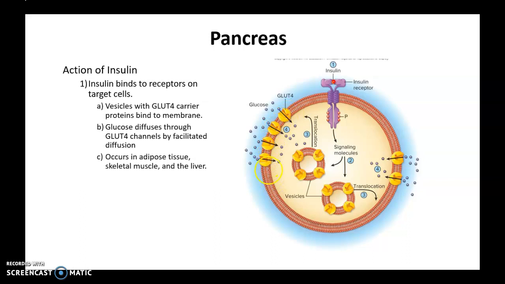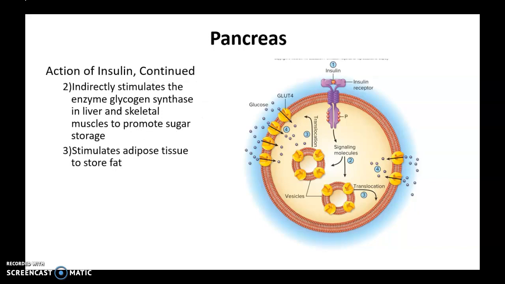So now we have all these carrier proteins, or GLUT proteins, sticking to the plasma membrane. And as a result of this, we can have more glucose molecules diffusing inside the cell, right? And this process acts in adipose tissues, skeletal muscles, and also in the liver cells. Okay, now as glucose is transported into the cell, another thing happens.